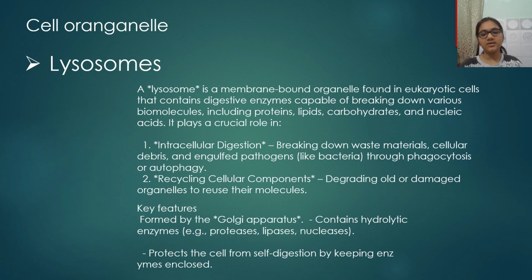Lysosomes, we can say, are spherical in shape, bounded by a single membrane, organelles in the eukaryotic cells. What does it contain? It contains the digestive enzymes. Means this digestive enzyme is synthesized by the cell, which passes through the lysosome. It is a bag-like structure, a garbage bag-like structure, which contains the digestive enzymes capable of breaking down the various biomolecules, which include protein, lipid, carbohydrate, and nucleic acids.